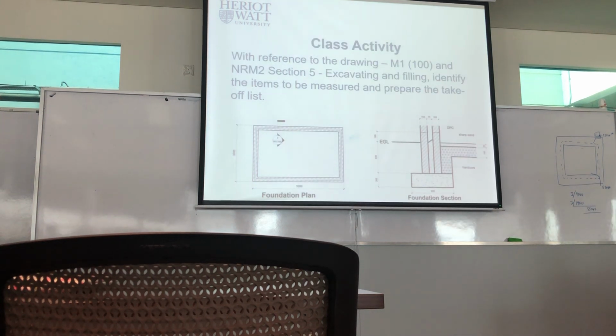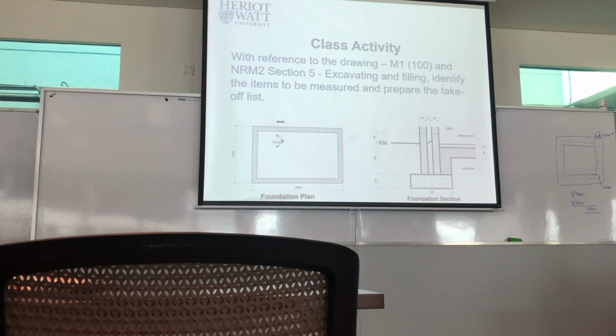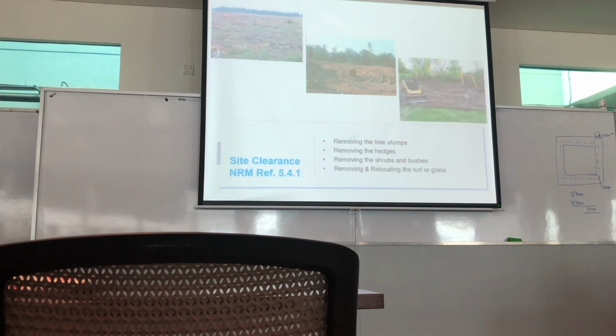Now look at this one, class activity. With reference to the following drawing, M100 and NRM2 section 5, excavating and filling, identify the items to be measured and prepare the taking off list. So what are the things that you need to take off for section 5, excavating and filling?